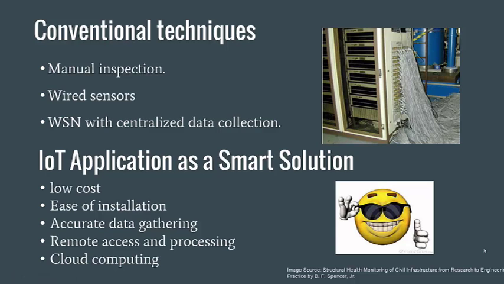Apart from these methods, the latest trend is to use IoT, or Internet of Things, as a smart solution for structural health monitoring. The main advantage of the IoT solution is the connectivity to the internet. This enables remote monitoring of structures, which was not possible in the wireless sensor network solution. This solution also enables cloud computing, which will be useful for data analytics. Apart from these advantages, the IoT solution shares the advantages of WSN solutions such as low cost, easy installation, and accurate data gathering. The use cases of IoT applications in structural health monitoring are many.